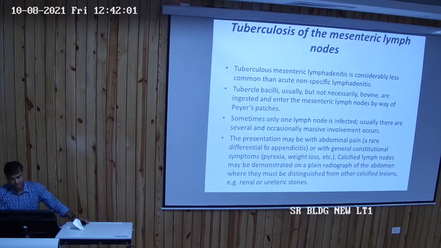The presentation may be with abdominal pain, a rare differential diagnosis of appendicitis, or with the general constitutional symptoms of tuberculosis like fever, malaise, weight loss, loss of appetite. A calcified lymph node may be demonstrated on a plain radiograph. It is very difficult to distinguish it from a ureteric or renal stone.